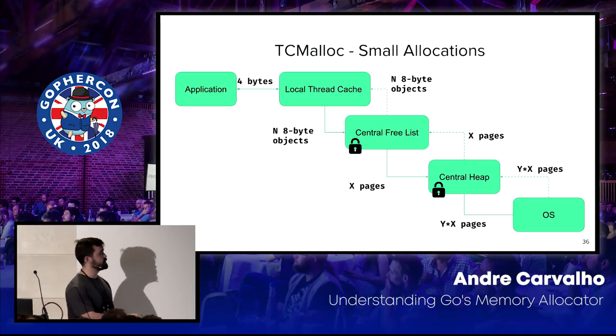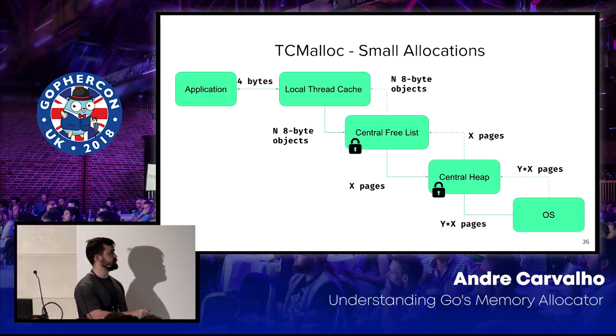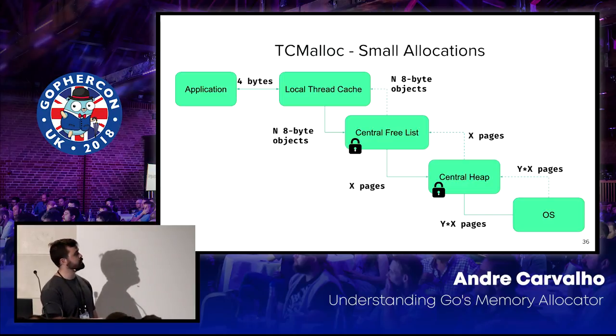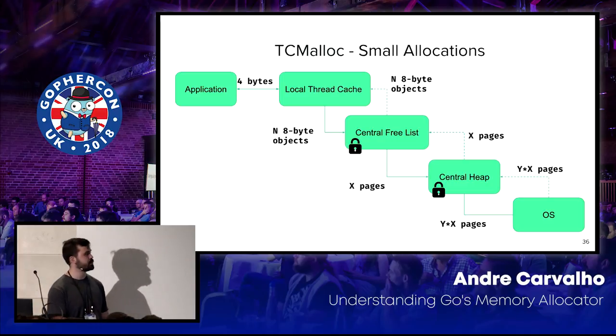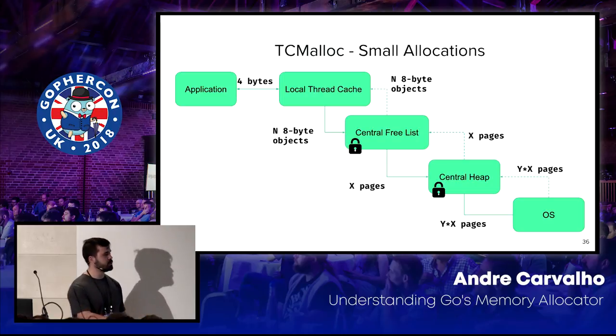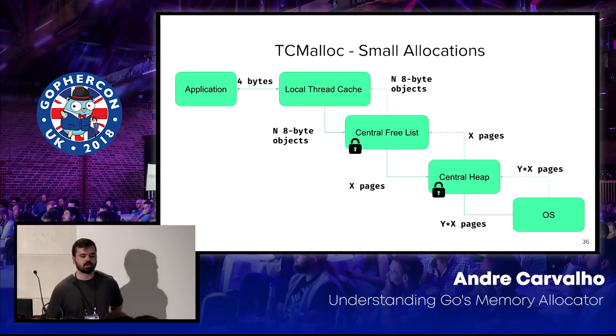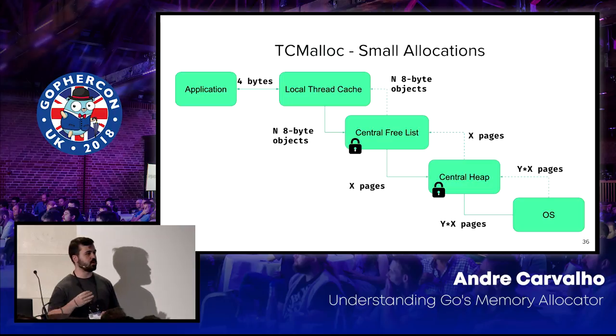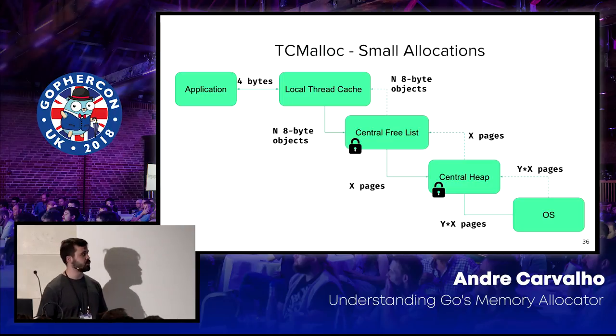So the application first queries the local thread cache. If the local thread cache has an object for that given class, the allocation is fulfilled here, and no locks are required, and this is the fast path of that allocation. But if there isn't an object available, the local thread cache goes to the central free list for that class. If there aren't objects available, it goes to the central heap, and so on. Each layer below is more costly, so we try to avoid going below. Each layer also tries to acquire more objects from the bottom layer than are required, so it tries to go there the minimum possible.